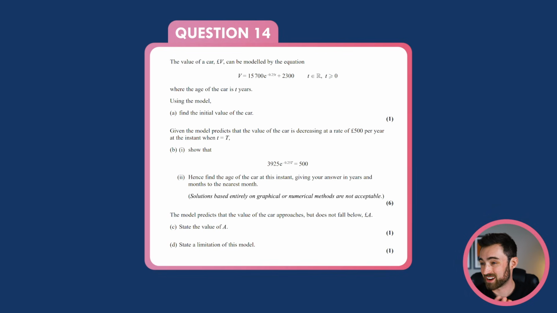So the value of a car V can be modelled by the equation, that thing there. So it's exponential, got some e's in it. Where the age of the car is t years. Okay? So it just says, give me how old the car is. I'm going to tell you how much it's worth. Easy as. Find the initial value of the car.